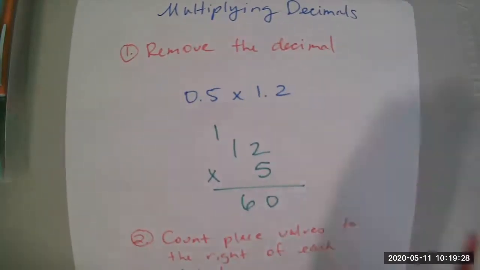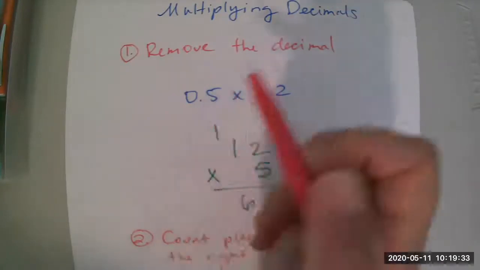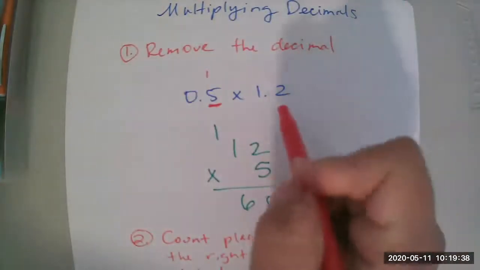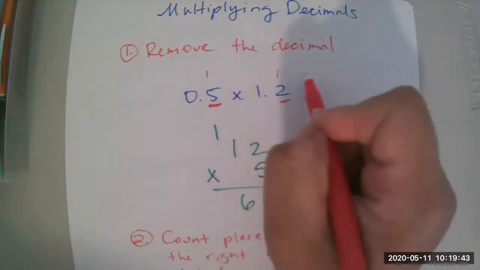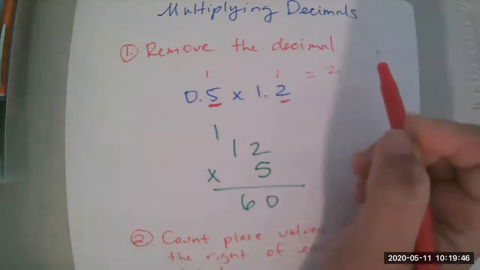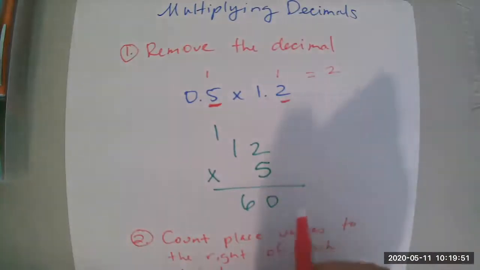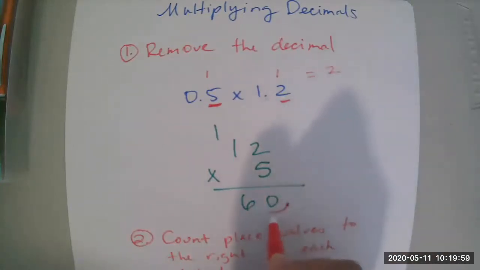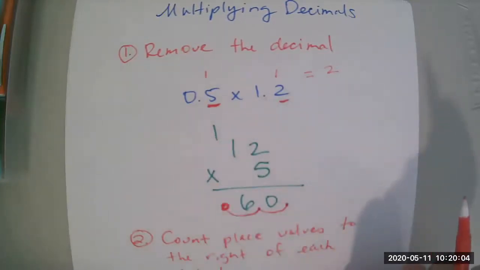So, how many numbers are to the right of this decimal? 0 and 5/10. Well, there's only one number, so I'm going to put a 1 on top. How many numbers are to the right of this decimal? Well, there's only another number. So total, there are 2 numbers to the right of the decimals. This is important. So I'm going to go to the very, very far right here, and I'm going to put my pen, and I'm going to count over 2 spots. 1, 2. This is where my decimal goes. That's where its new home is.